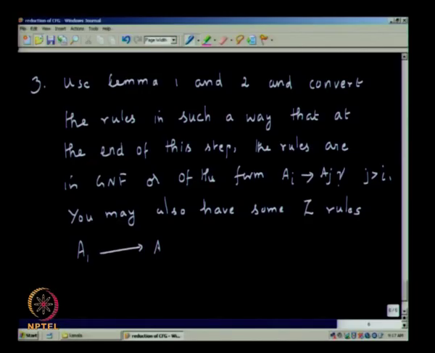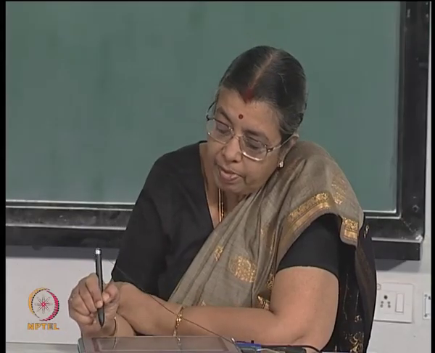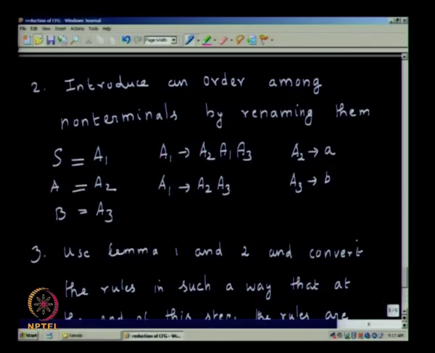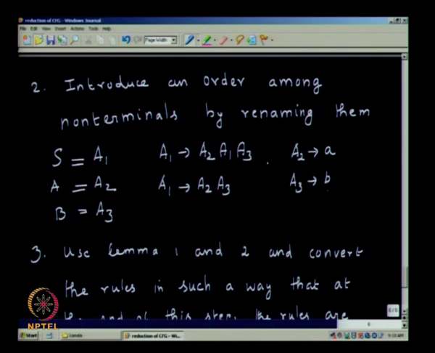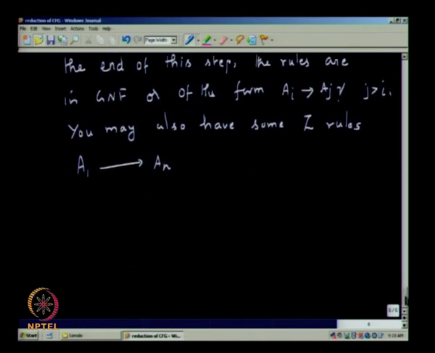For this you go from A1 to AN. First you convert the A1 rules, then you convert the A2 rules and so on. Actually in the example which we have considered, this step is not necessary. Look at the rules at the end of the second step. A1 goes to A2 A1 A3, this is 2 greater than 1, A1 goes to A2 A3, this is greater than 1, A2 goes to A, A3 goes to B are in Greibach normal form. So, the third step in this example is not necessary. Some other example it may become necessary.